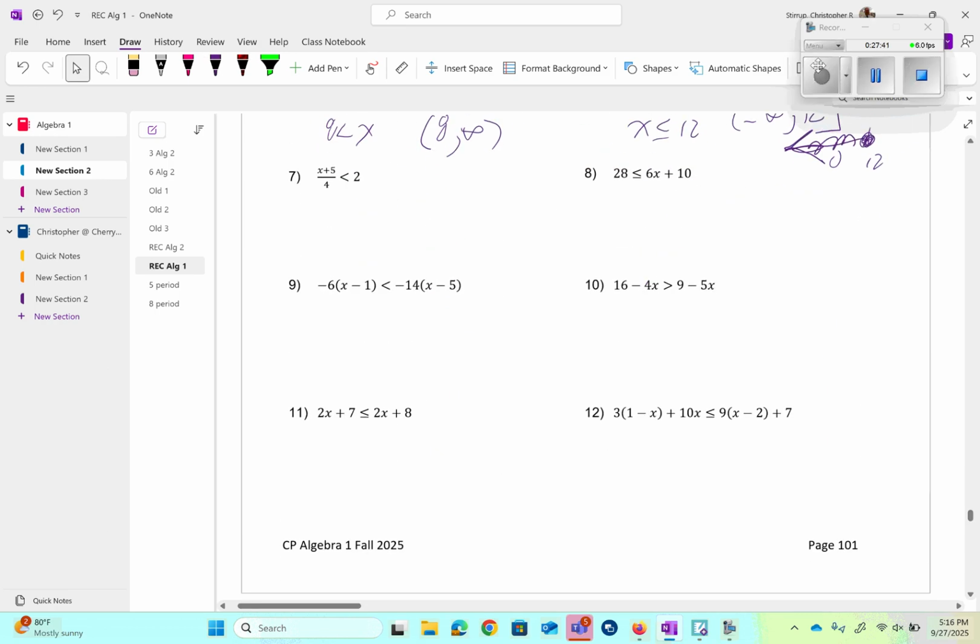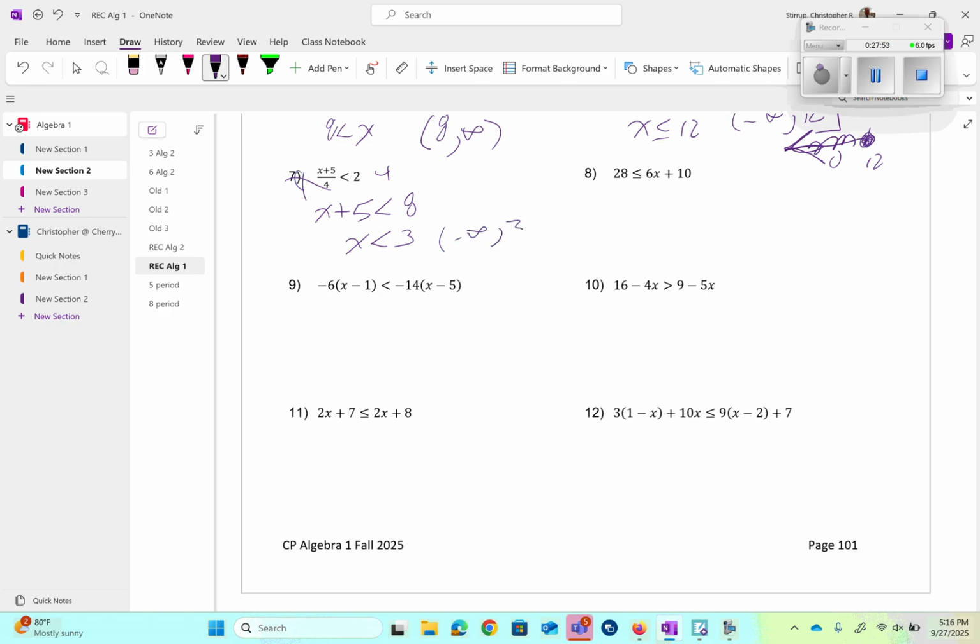Number 7, let's multiply both sides by 4 first. Those cancel, so I get x plus 5 is less than 8. Subtract 5 from both sides. That's what it looks like. So that's pointing to negative infinity. So negative infinity to 3, soft bracket because I don't have the equal sign. So if I have a 0 here, a 3 here, open dot at the 3 going to the left.